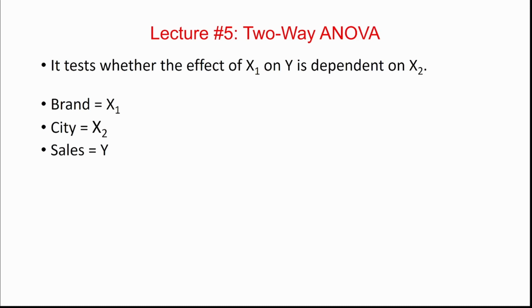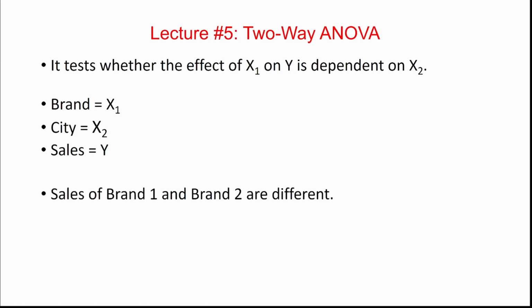Suppose the first independent variable x1 is brand, so brand 1 versus brand 2. And the second independent variable x2 is city, so city 1 versus city 2. And the dependent variable y is sales. So we have two independent variables, x1 and x2, and the dependent variable is y, sales. If we observe a difference, saying that the sales of brand 1 and brand 2 are different, for example brand 1's sales are higher than brand 2's, then we call it an effect of x1 on y. As long as there's a difference, we call that an effect.